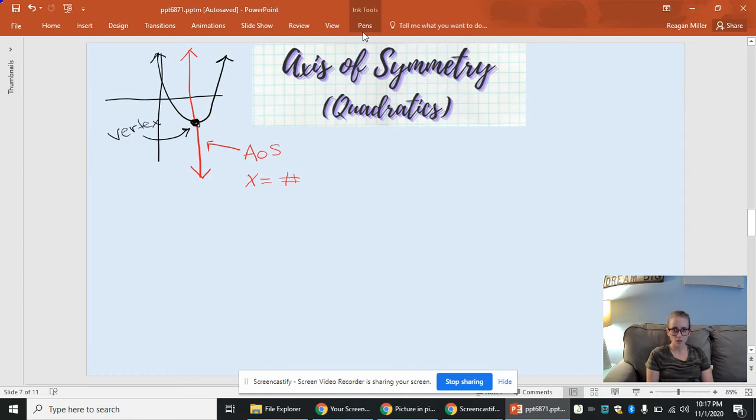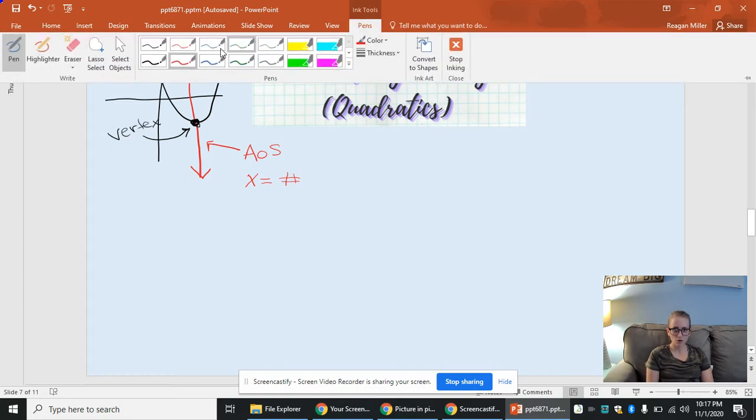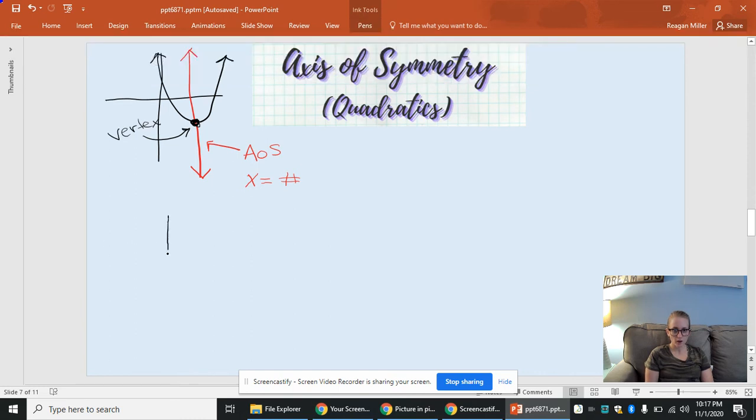Okay, so let's look at an example together. If I give you a graph, and it looks like this, there you go, and you have a vertex. Let's call our vertex here 5, -1. So that point right there, your vertex is at 5, -1. That means that your axis of symmetry is going to be x equals 5.